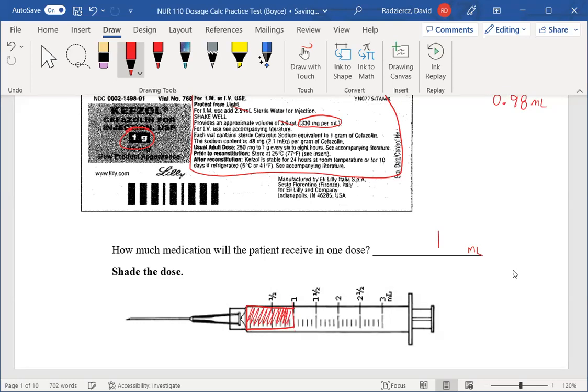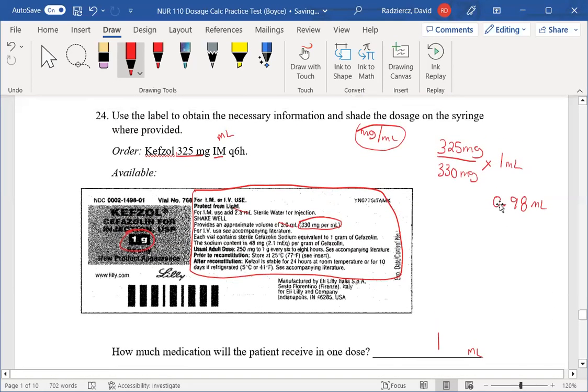What I should have done is choose a number like 300 or 400, as opposed to being so close to the 330. For the purposes of the test, if we left it at 0.98, that would have been fine.